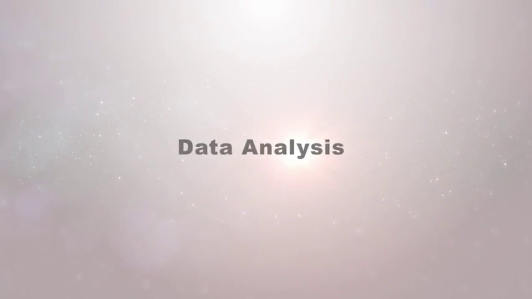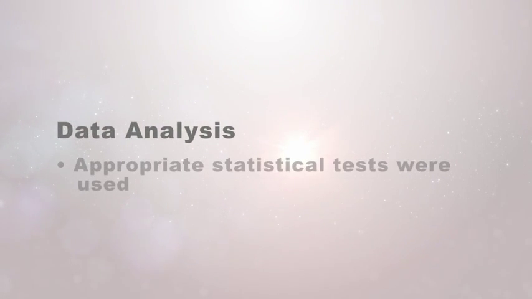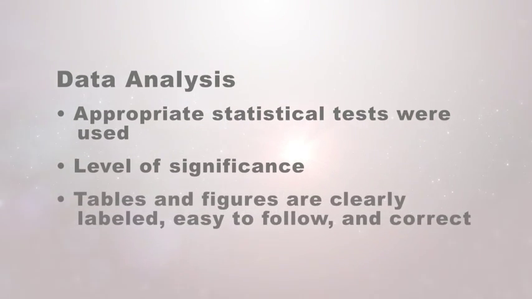Next is the data analysis section. In this section, you want to be sure that the appropriate statistical tests were used based on the level of measures and based on the variables that were being studied. The author should have set a level of significance for their study, and each table and figure that they provide in the paper should be clearly labeled, easy to follow, and correct and accurate.